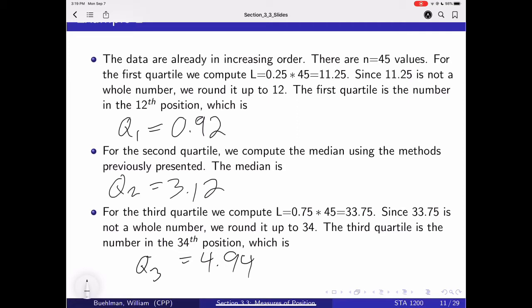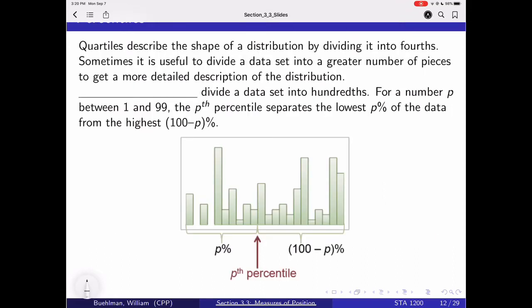4.94. So again, these L's that we're finding are giving us the position, and then we go look back in the data set and count to that position, and that's the number. So now suppose we just didn't want to split the data set into 4 chunks like we did with quartiles. So we have something else. Quartiles describe the shape of the distribution by dividing it into fourths. Sometimes it's useful to divide a data set into a greater number of pieces to get a more detailed description of the data.